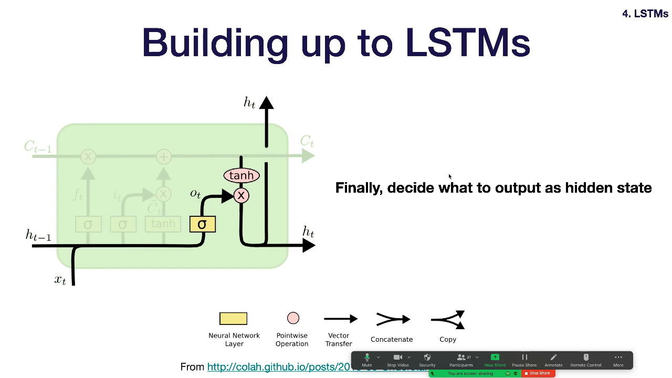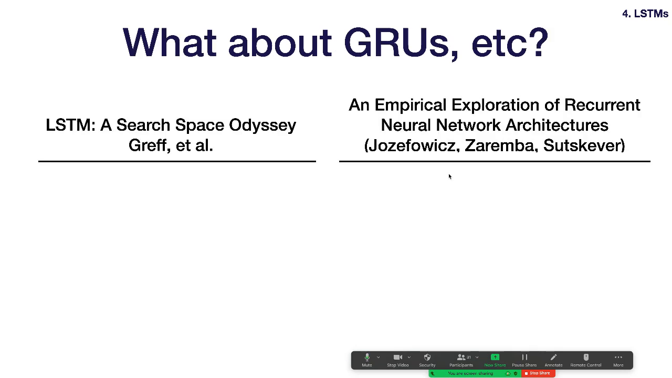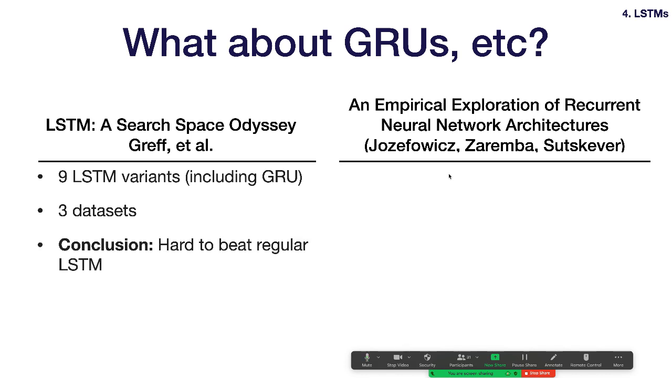So one other thing you might have heard of if you're reading machine learning papers is GRUs and other alternative recurrent neural network architectures. And so I want to talk a little bit about that. Is there something better than the LSTM out there? Two papers that I like explored this question. These are both empirical papers where they compare different variants of the LSTM, including GRU. In the first one, they compared 9 LSTM variants on 3 data sets and concluded, empirically, it's hard to beat a regular LSTM in terms of overall performance across different data sets.